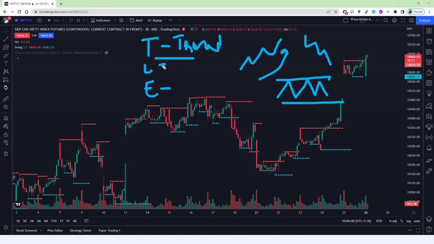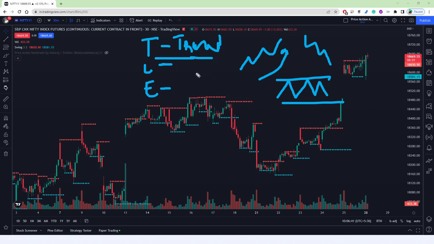The second step is to identify the locations. We don't take random decisions. We take entries and exits at specific desirable locations, basically the support and resistances. For intraday trading, it may be the previous day high, previous day low, or the first 1 hour high and low, which we call the IB high and IB low. These are the levels we monitor, and when the price approaches them, we take decisions in line with the existing trend.